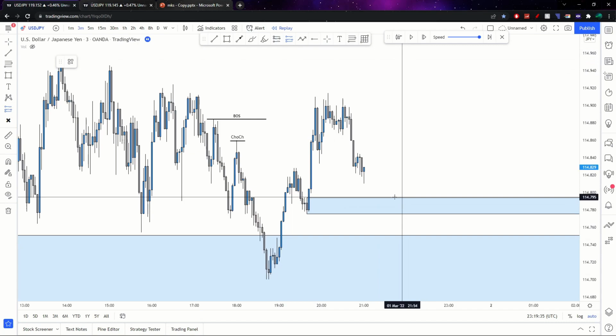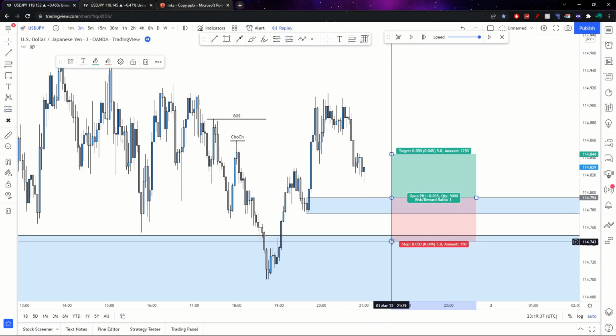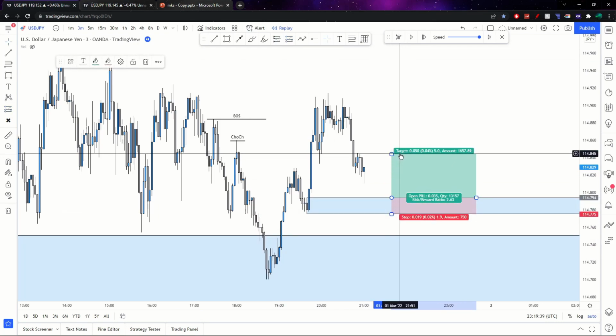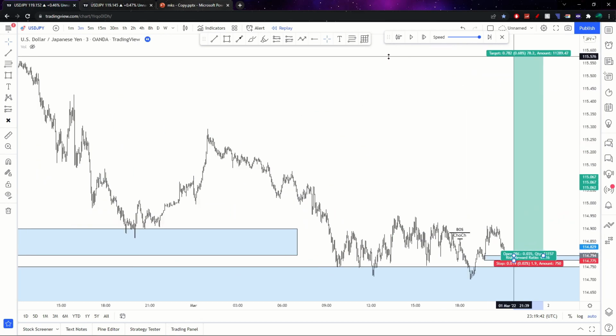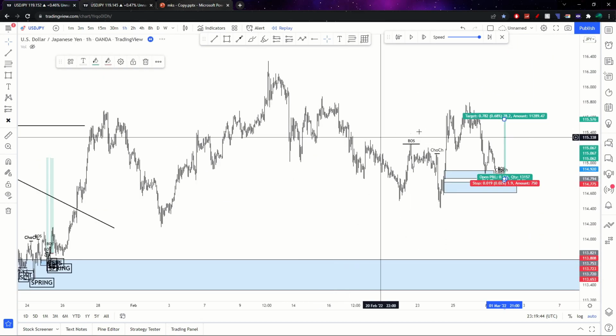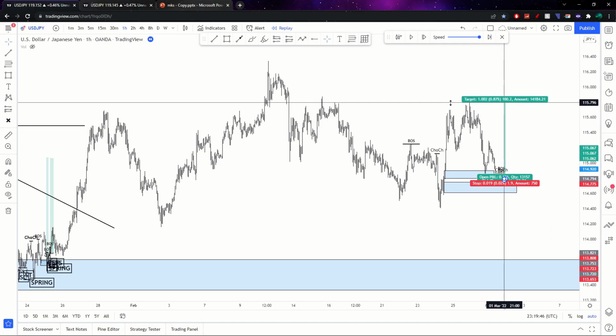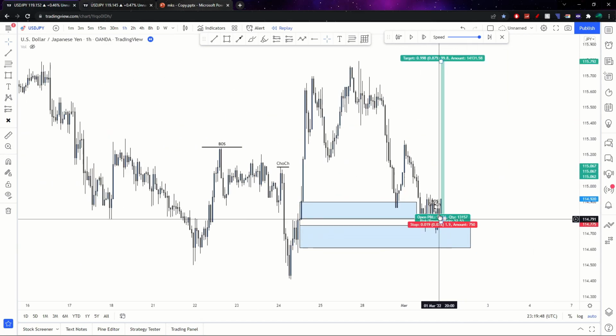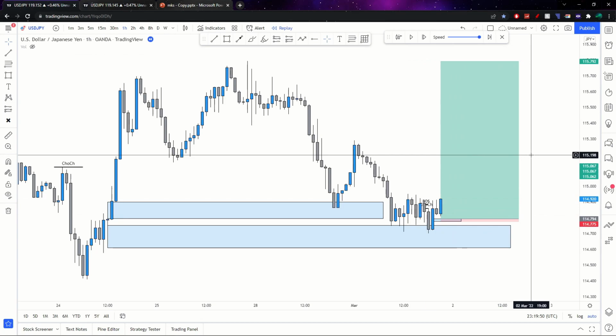And now we can set our orders in at this zone, right? Stop loss all the way above, because like I said, we saw that change of character, so now we can expect bullishness to return, right? And then we got a 1 to 52 risk to reward.